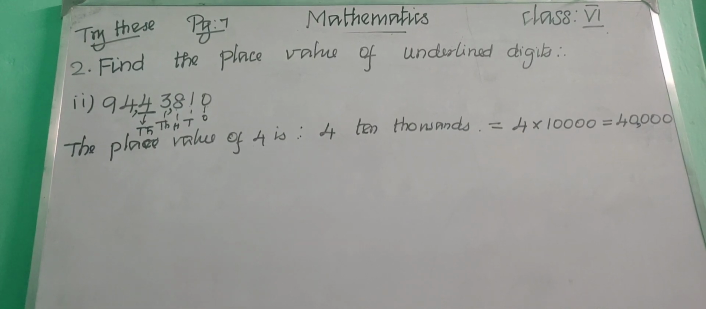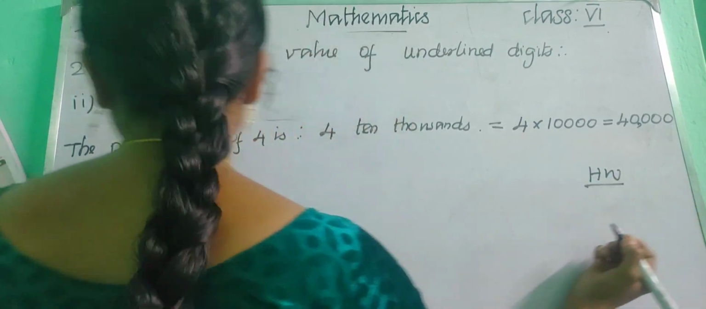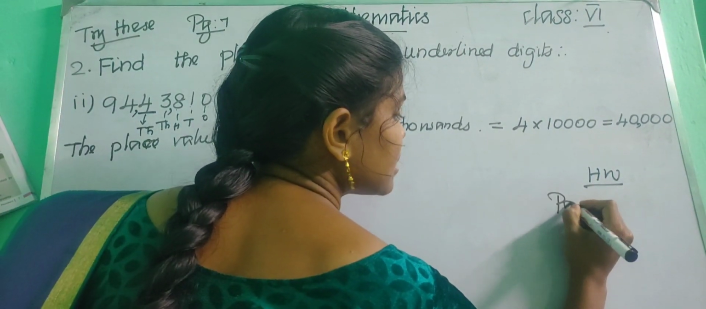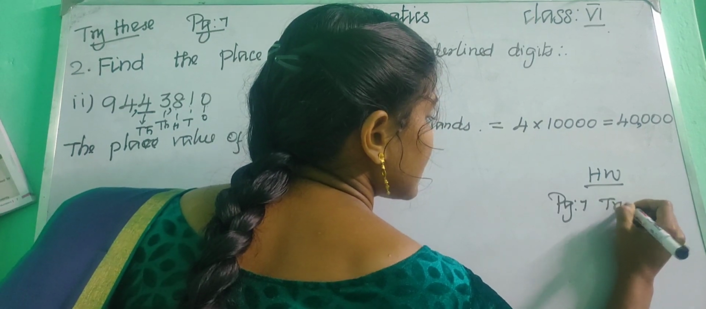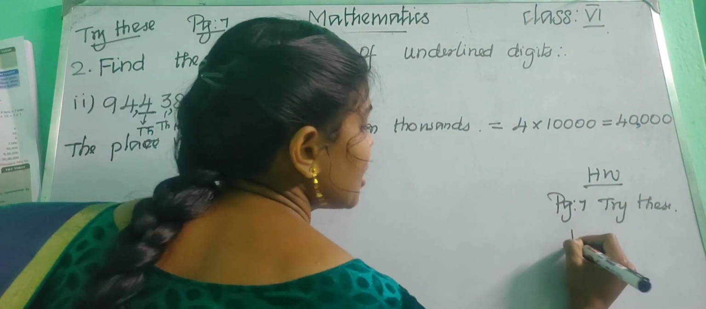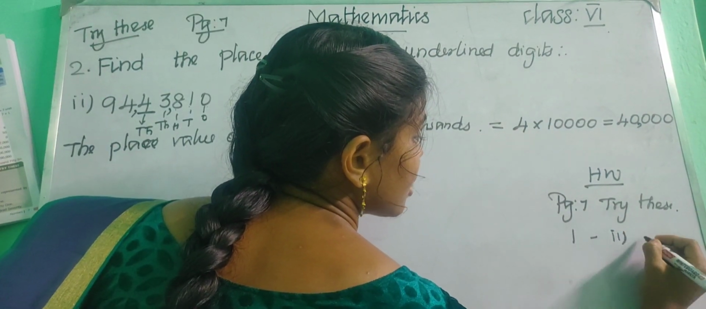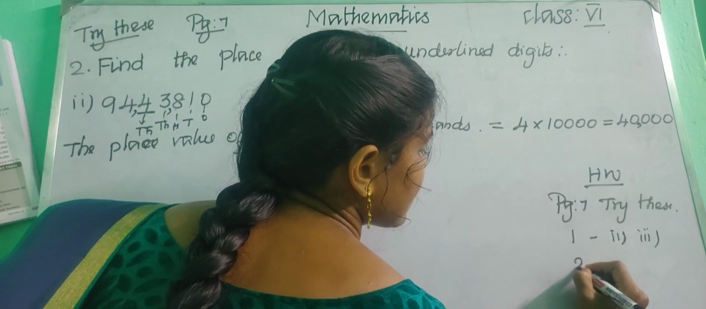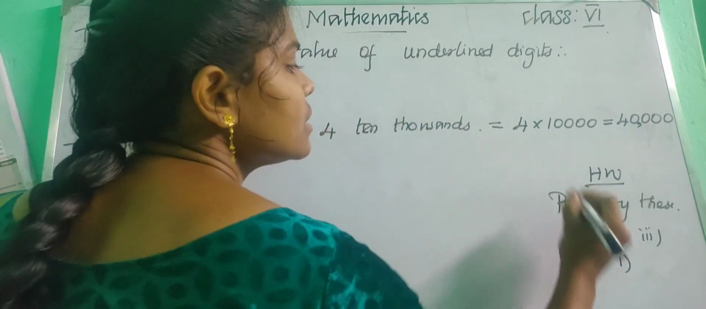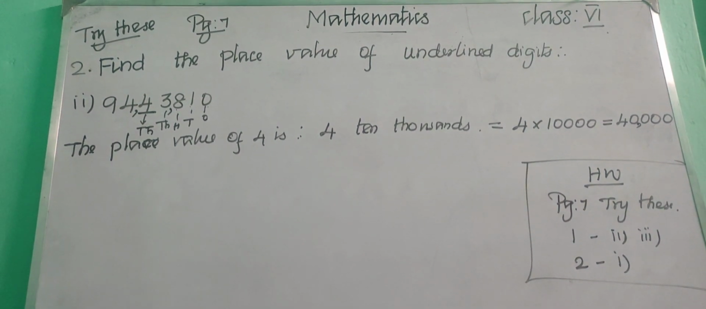So let me give you homework. Your today's homework is on page number 7. Try these: in sum number 1, 2, 3, and sum number 2, first one. These are all your homeworks. Note down your homeworks and do your homework properly. Okay, children. Thank you.